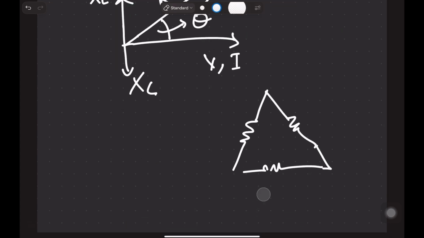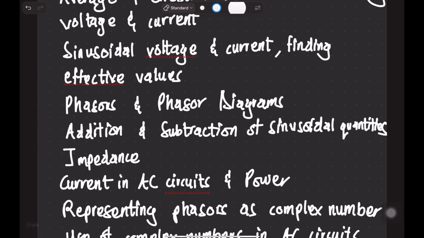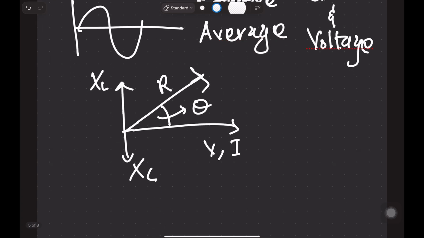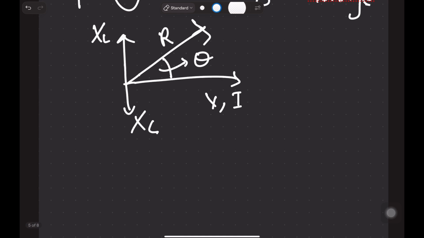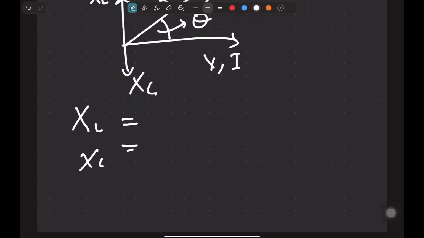And after phasors and phasor diagrams, we would move to the addition and subtraction of sinusoidal quantities and impedances as shown on these phasor diagrams. We have three main impedances. We have XL, XC, and resistance as well is an impedance.